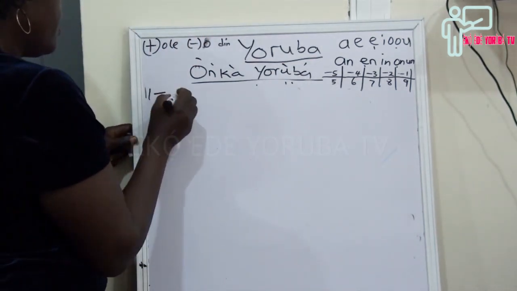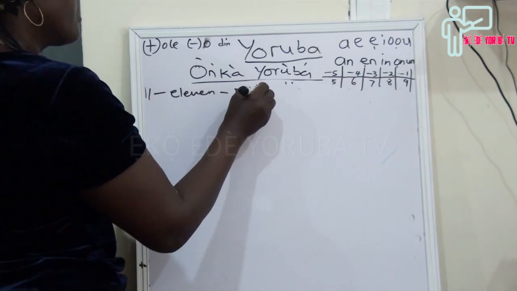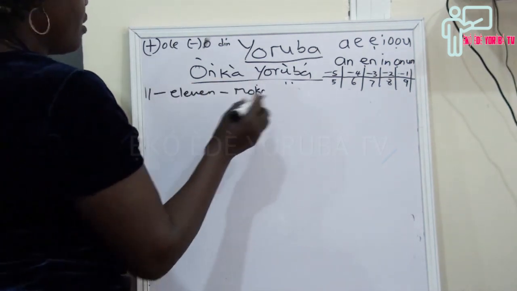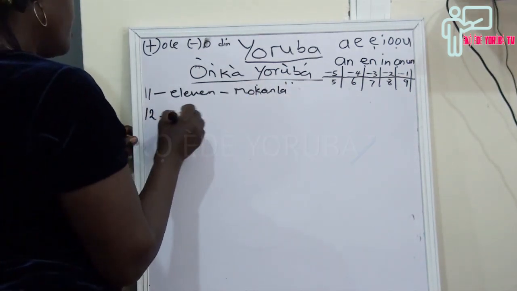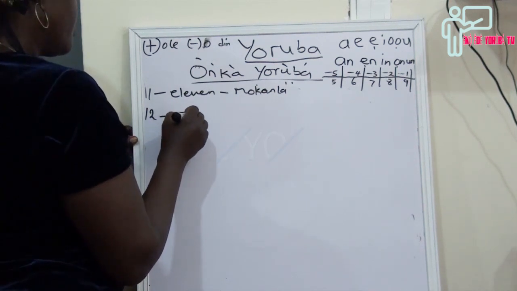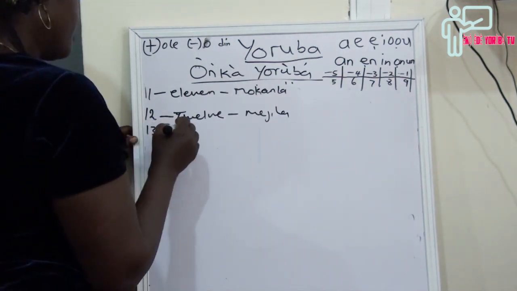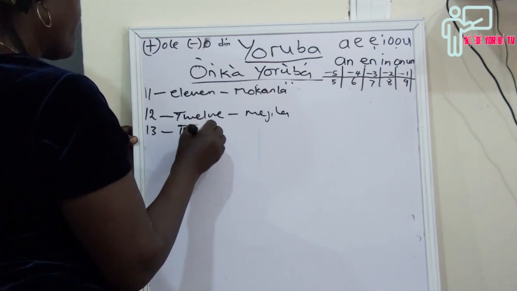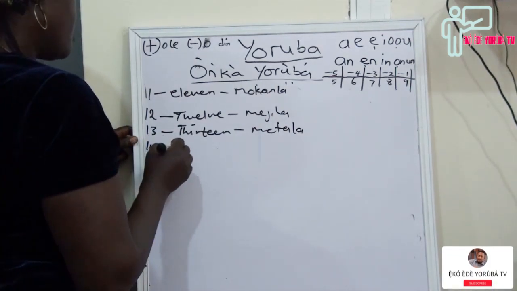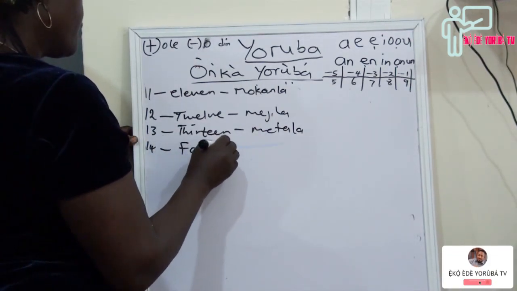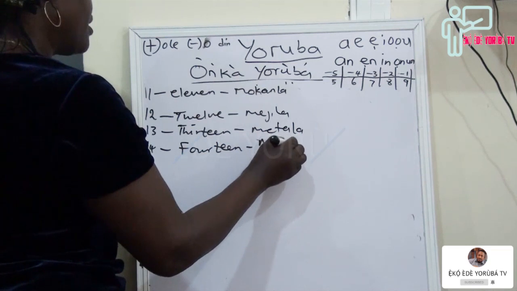So 11 is mọ́kànlá. I've written this one before. 12 is méjìlá. 13 is mẹ́tàlá. 14 is mẹ́rìnlá.